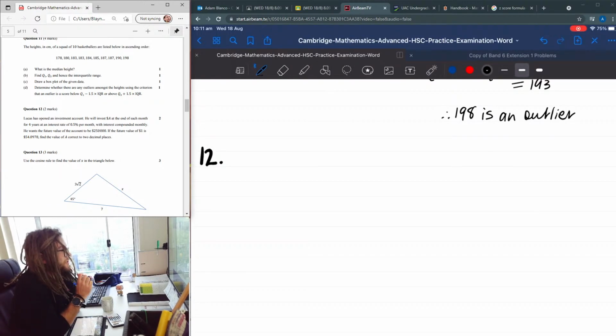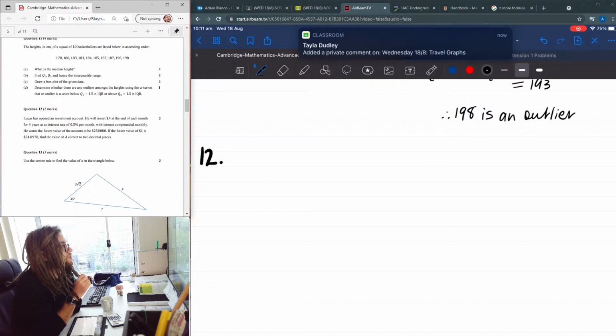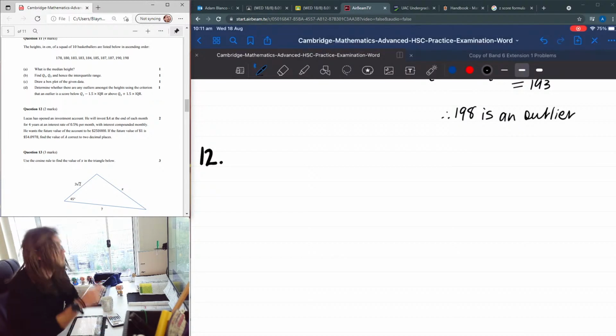Lucas has opened an investment account. Good on Lucas. He will invest $80 at the end of each month for 4 years. At that rate, with interest compounded monthly, he wants the future value of the account to be that. The future value of, well, they've already told us that. Isn't that nice? Future value of $1 is that. Find A. That seems too easy for 2 marks.